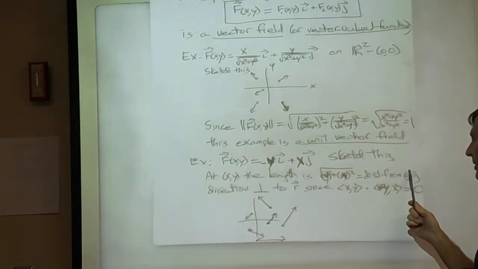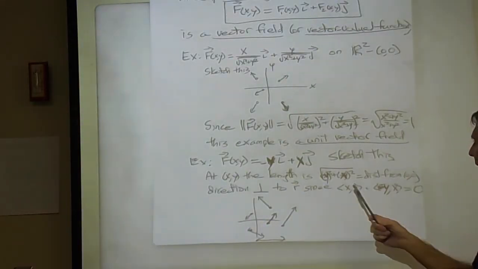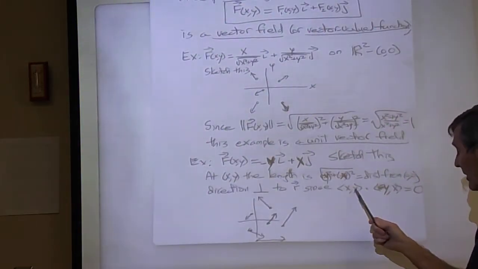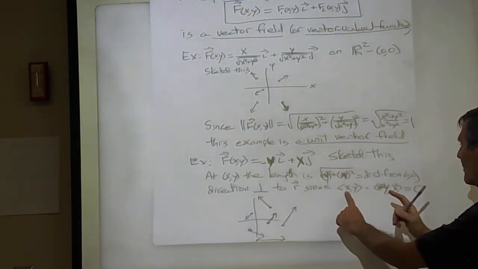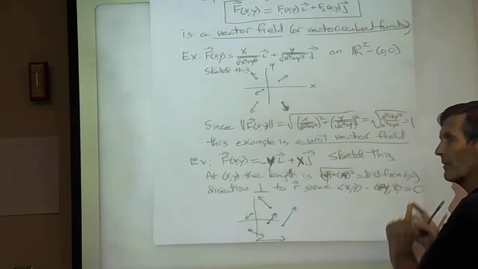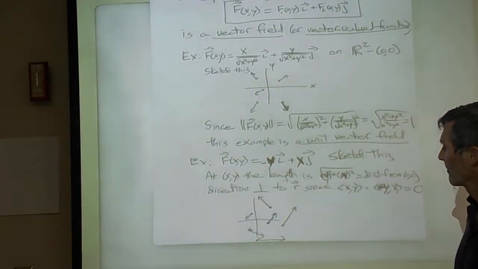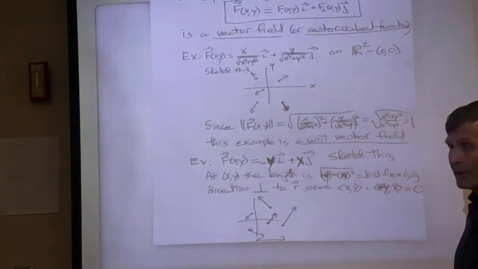Now, what direction does it point? Well, if you dot minus y, x with the vector x, y coming from the origin, it's minus xy plus xy, which is 0. So it's perpendicular to a vector coming from the origin, and its length is the distance to the origin.